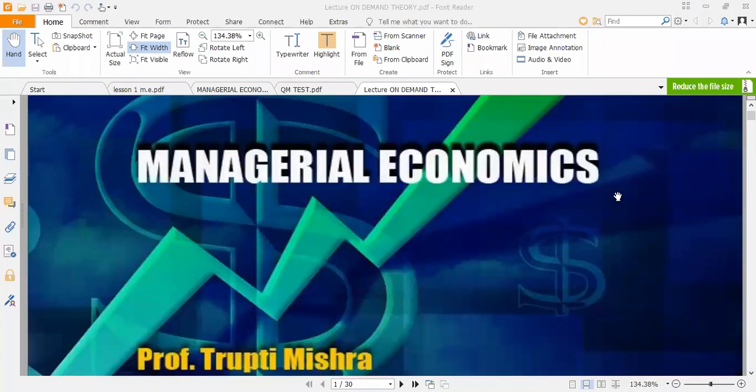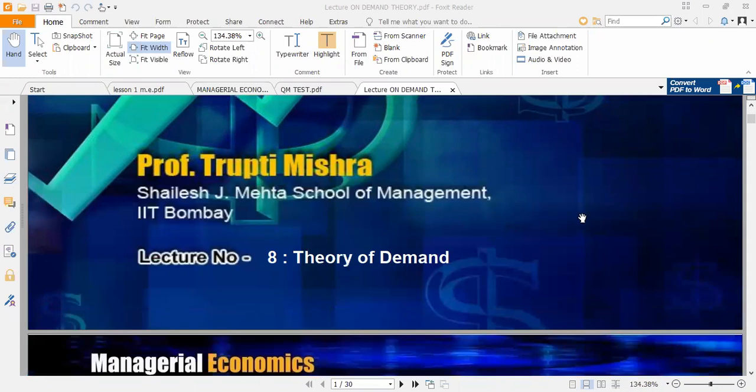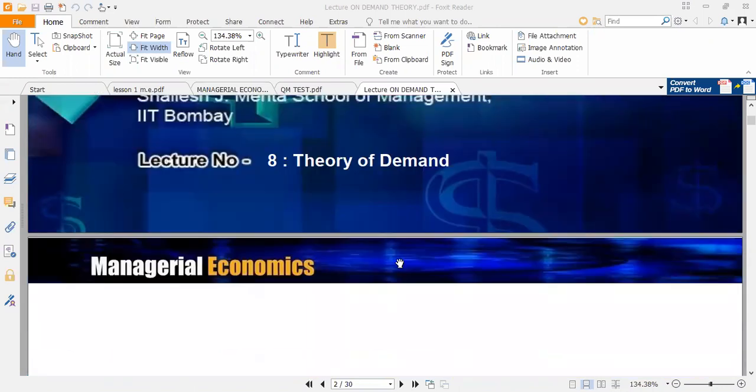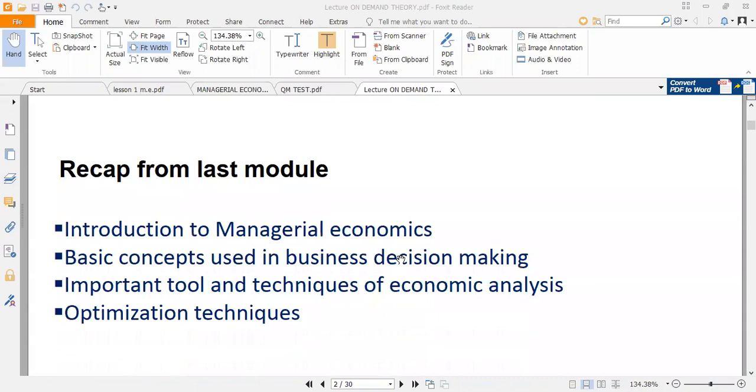Welcome to our session in Managerial Economics. Today, we're going to look at an important concept. We're going to look at a theory of demand. Theory of demand.